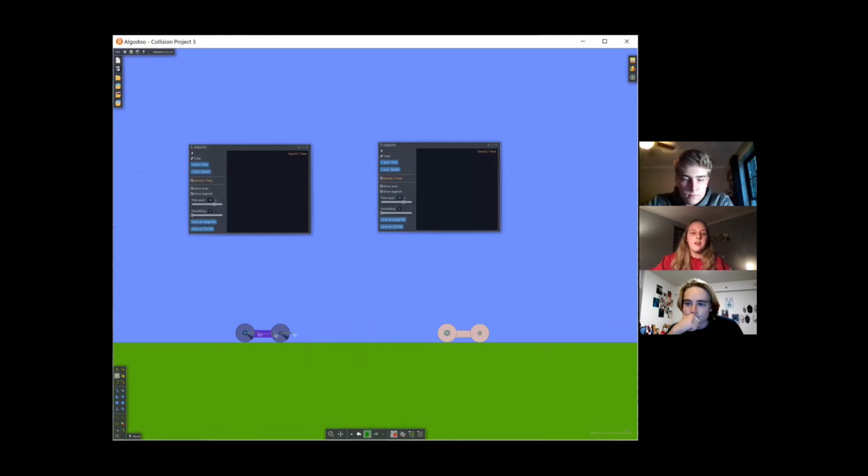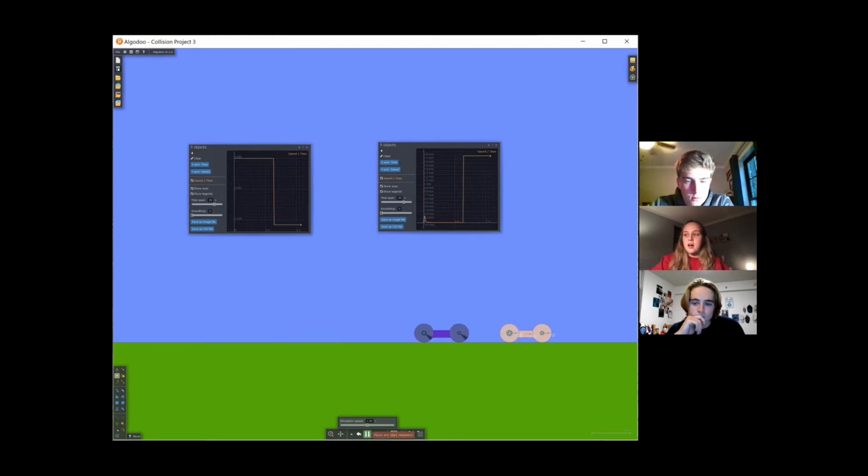Okay, and then our third scene models a collision when a motor is involved. So we have one car with a larger mass that's stationary and a car with a smaller mass moving with a positive velocity to the right, and it's getting this positive velocity from a motor.